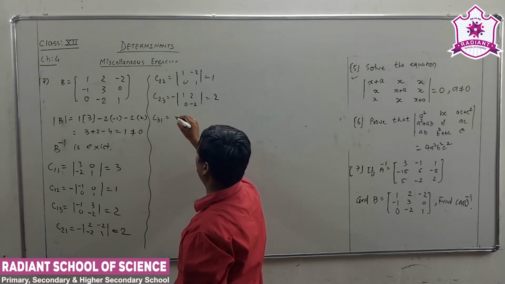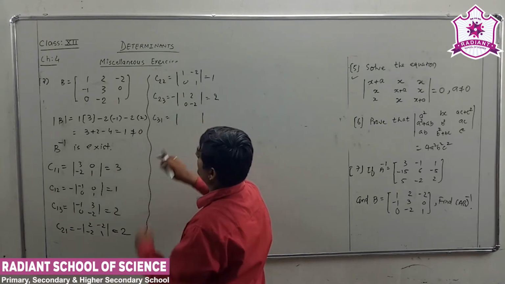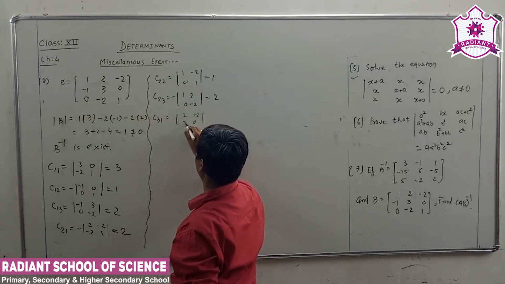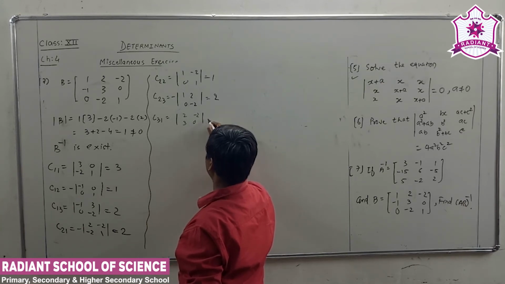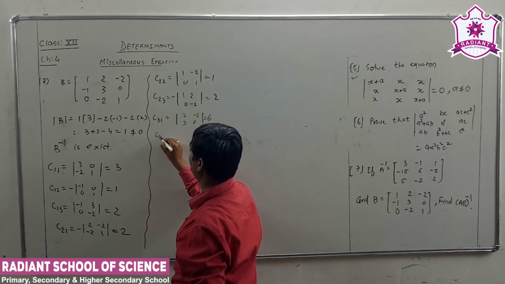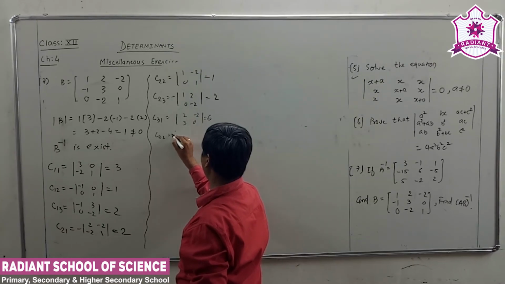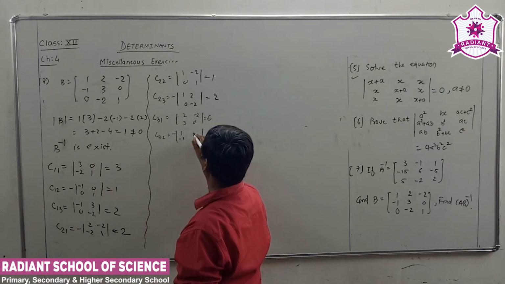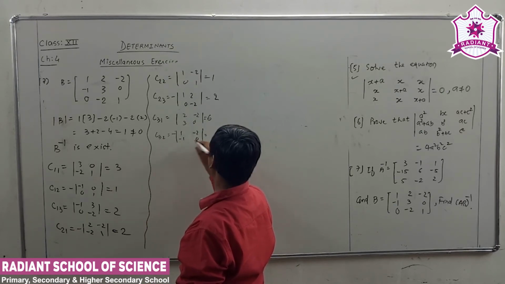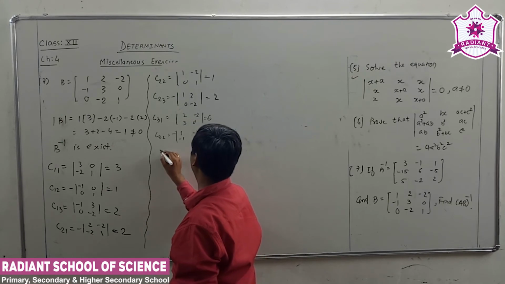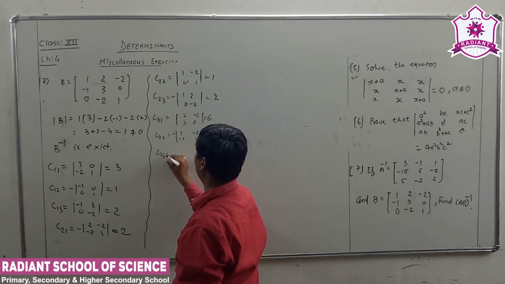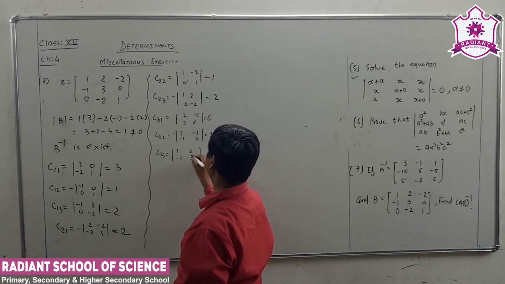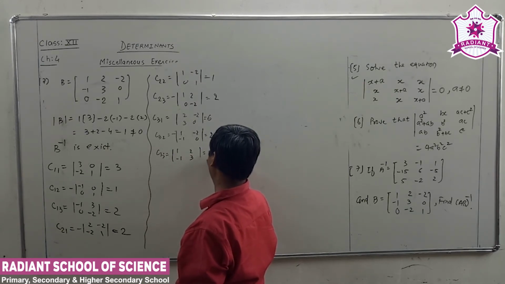C31, again positive. So 3 1, hide this: 2 0 minus 2 and 3 0. Minus minus plus 6, so here plus 6. C32 is again negative. Hide this: 1 minus 1 and minus 2 0. So 0 minus 2, but minus minus plus 2. Again C33 is positive. Hide this: 1 minus 1, 2 3, and minus minus plus 2, so 5.